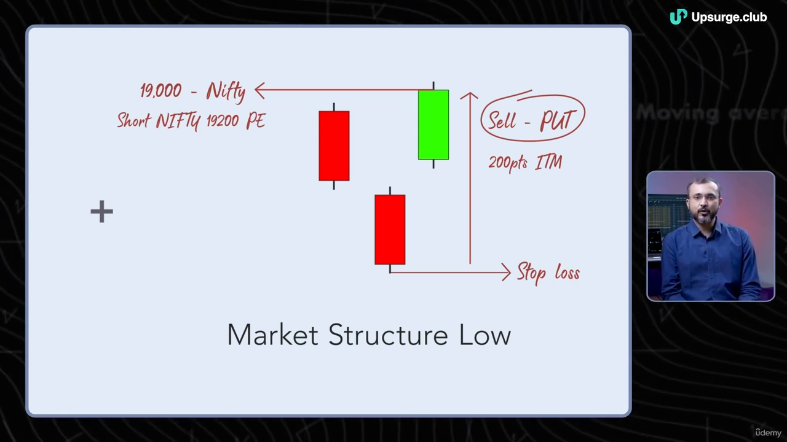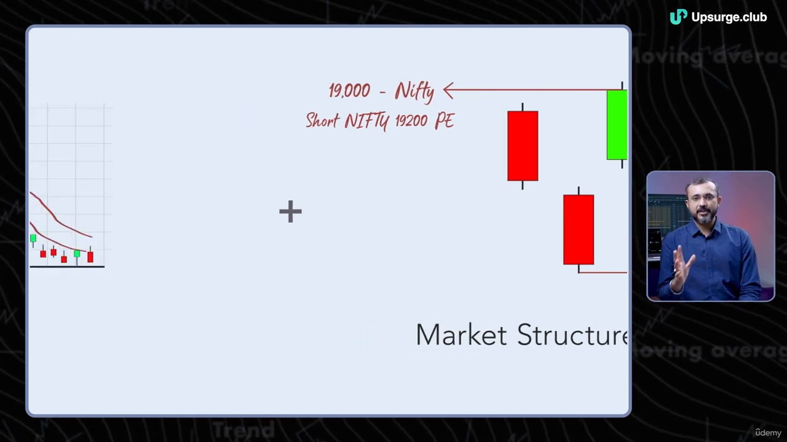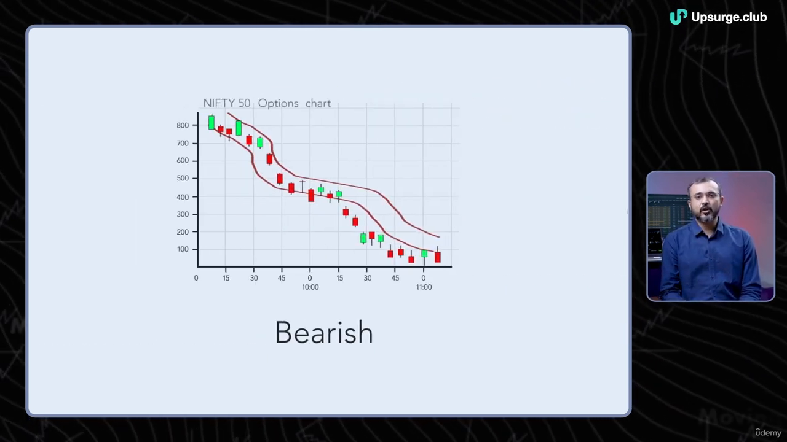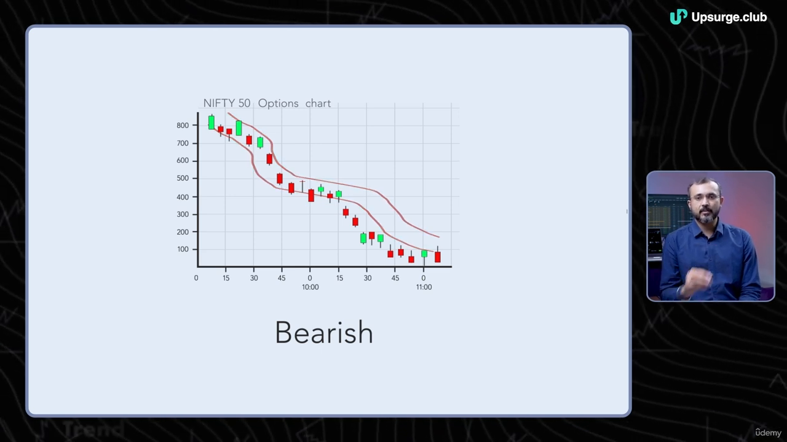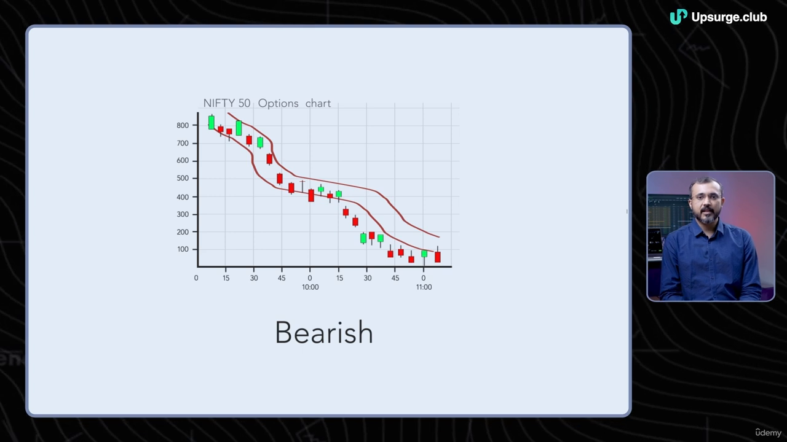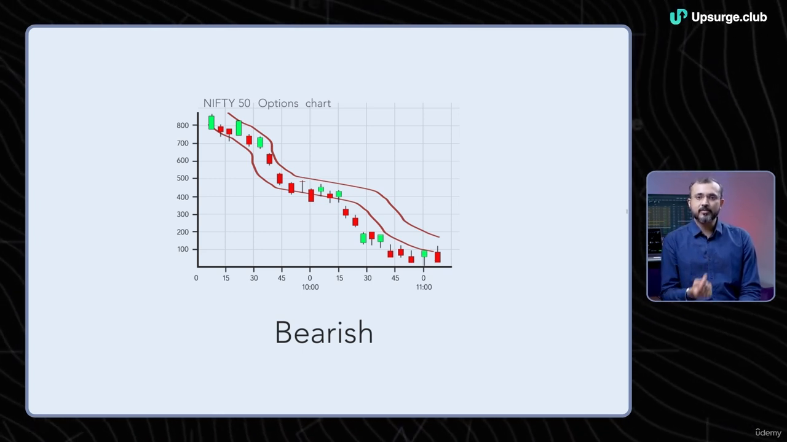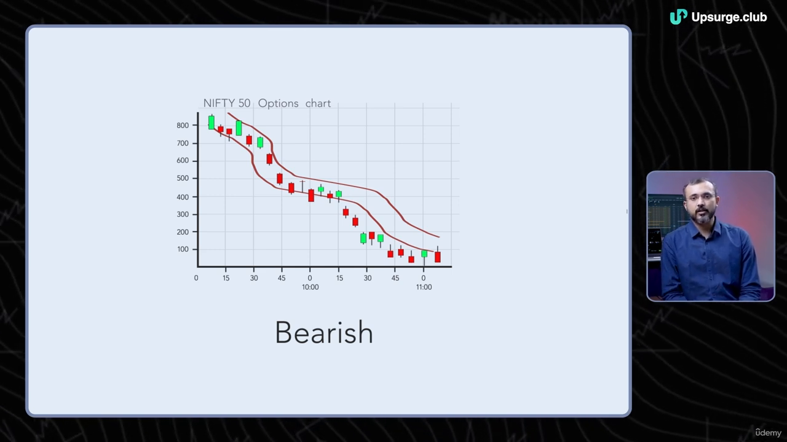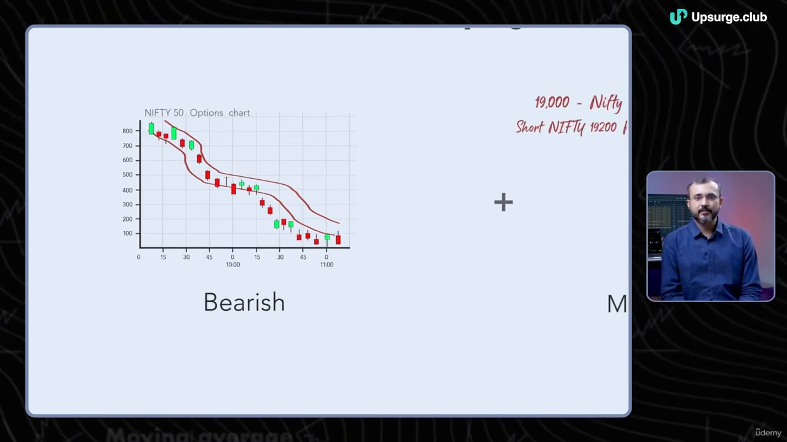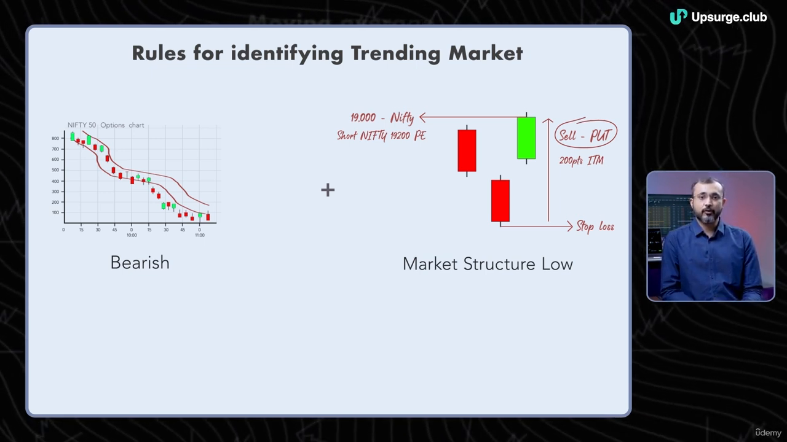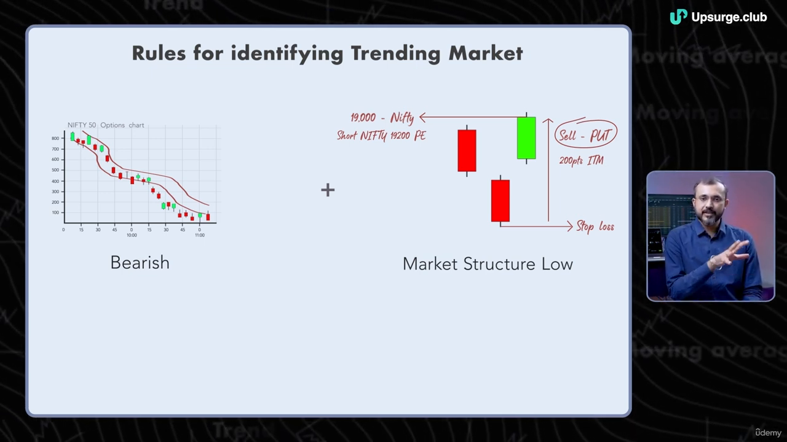Where we have to go short, we come to the options chart of the 19,200 put. We plot the chart on the 15-minute time frame, and plot the double moving average, the high-low band of the 21-period moving average. When the put chart is trading below the moving average and forms a market structure high on the 15-minute chart of the put, we go short, keeping the high as the stop loss. Very straightforward strategy. So the market structure low forms on the underlying asset, which is Nifty.